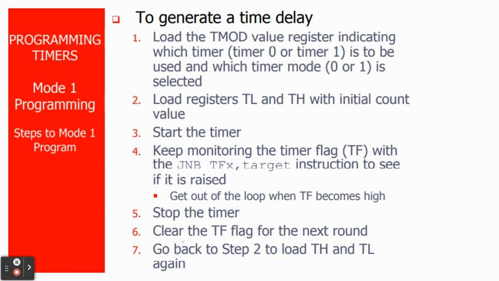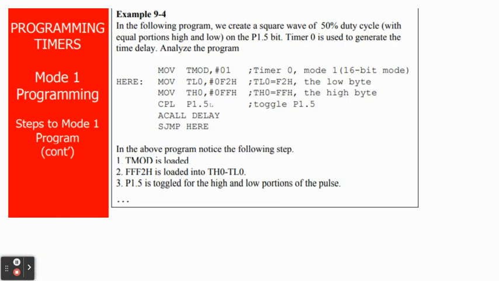Now, the second to the last step is that we clear the TF flag for the next round. To do that in C language, it's TF0 = 0 for timer 0, and TF1 = 0 for timer 1. And the last one is to go back to step 2. We will load the registers TL and TH again with the initial count value, again and again, until it continuously runs.